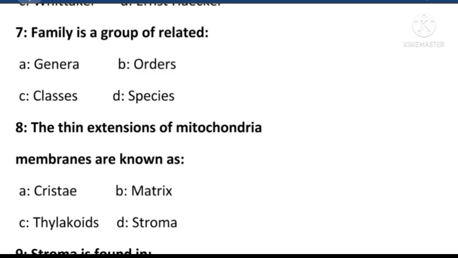And next question. The thin extensions of mitochondrial membranes are known as cristae, matrix, thylakoids or stroma. And answer is A, cristae. Thin extensions of mitochondrial membranes are cristae. A is correct option.